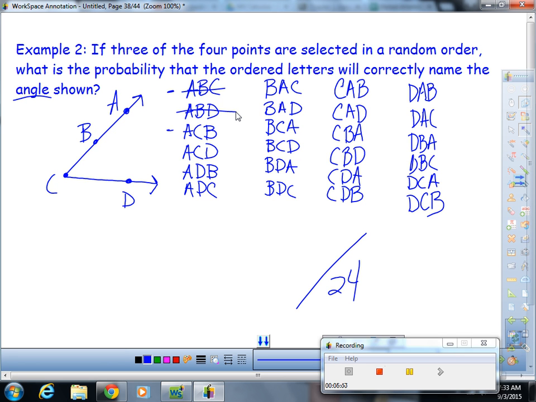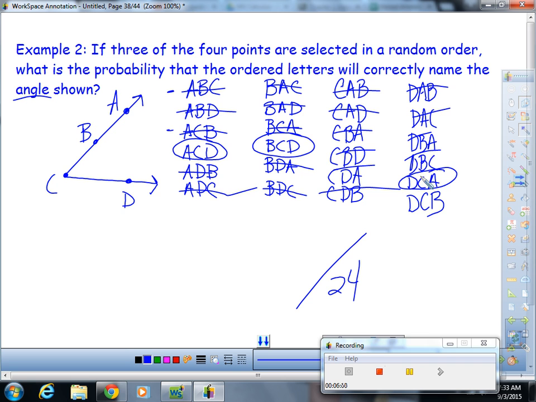ACB, does that work? No, it doesn't. Right? ACB does not represent that angle. Out. What about ACD? In. Out, out, out, out, out, out. BCA? No. BCD? Yes. Okay. Out, out, out, out, out, out. Out, out, out, out. DCA? DCB? How many?